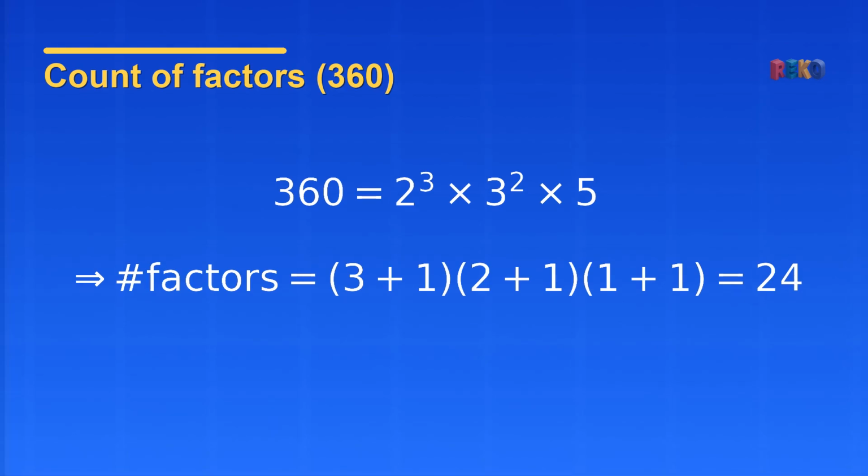Three prime factors: 2, 3, and 5. Each power tells how many times that prime appears. To count all factor combinations, add 1 to each power and multiply them together. 3 plus 1 times 2 plus 1 times 1 plus 1, giving 24 total factors.